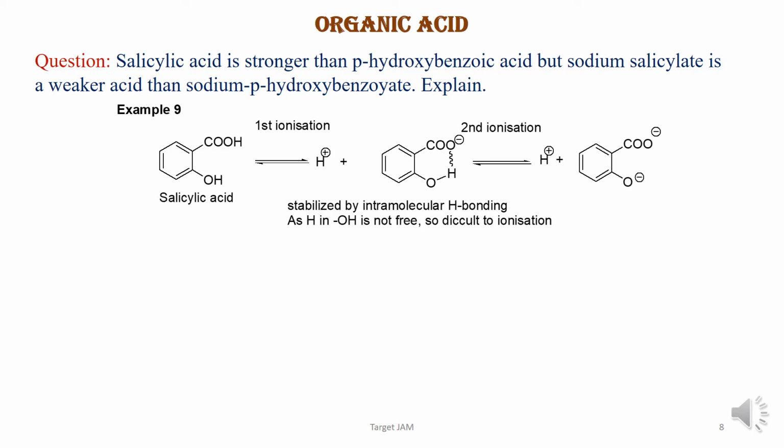But as the hydrogen in OH is not free, it is difficult to ionize, and that's why its second ionization is very difficult. So there is a huge difference between its first ionization and second ionization.